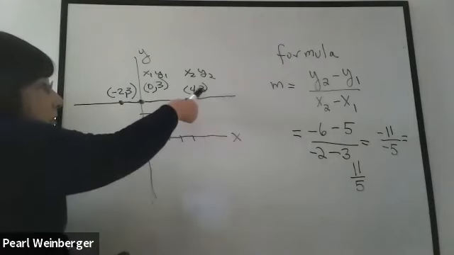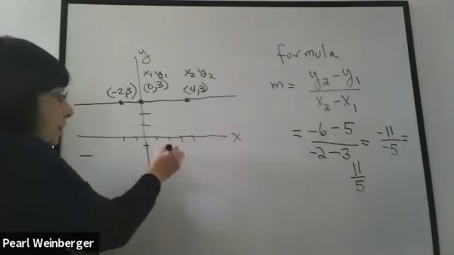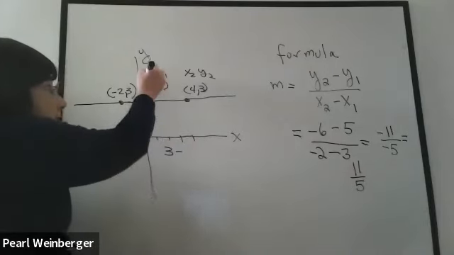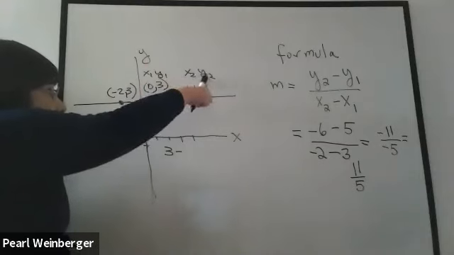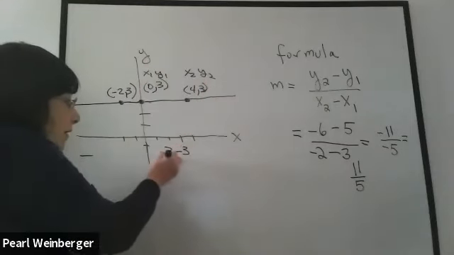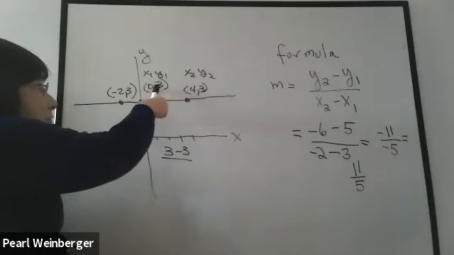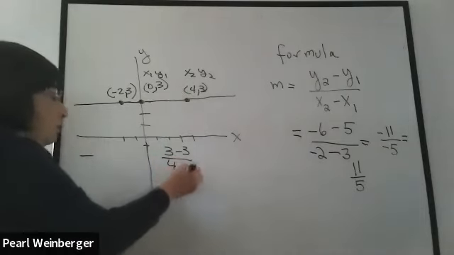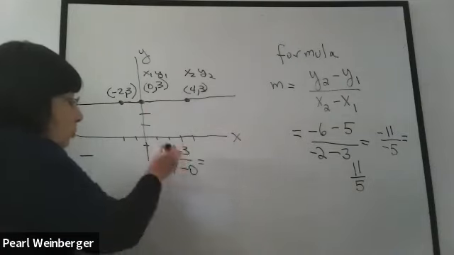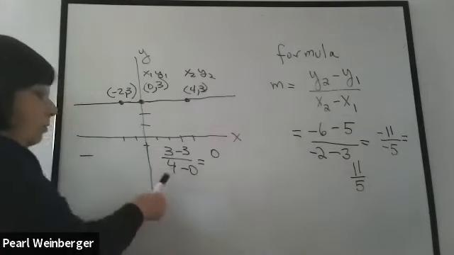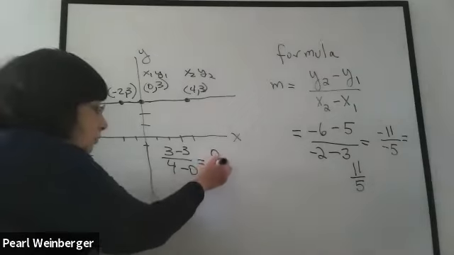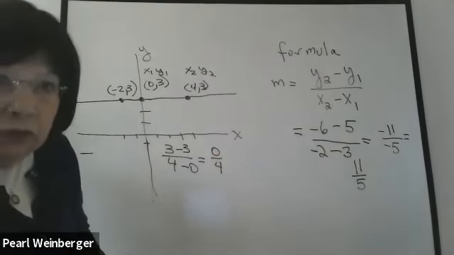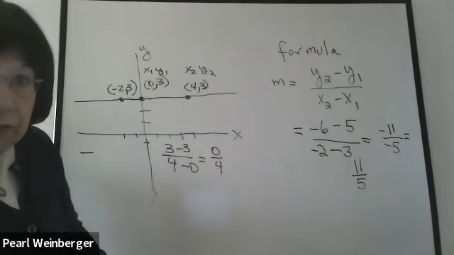Doing the slope formula, I'll get 3, my y2 is 3, minus 3. That's my y2 minus y1. My x2 is 4 minus 0. So 3 minus 3 is 0, and 4 minus 0 is 4. And we get a fraction whose numerator is 0.